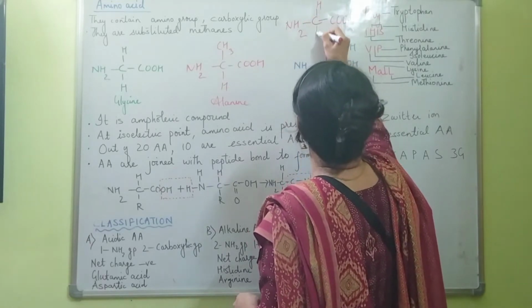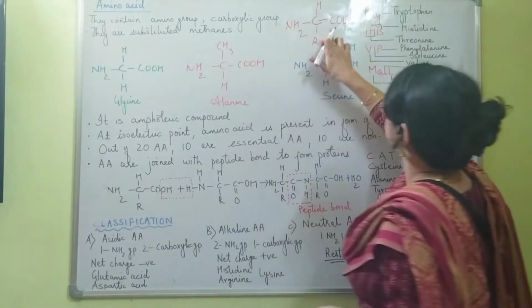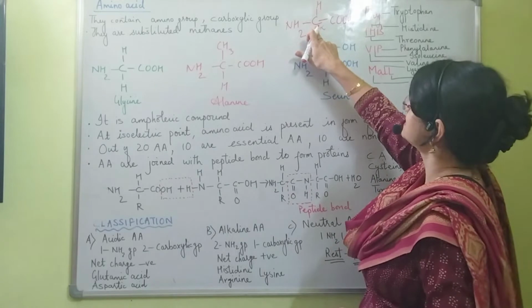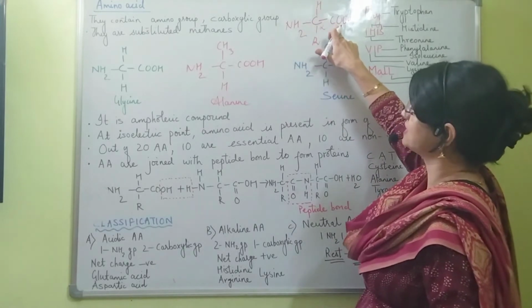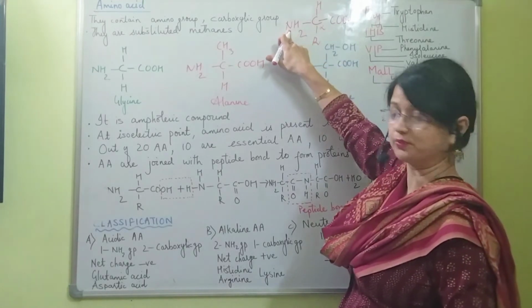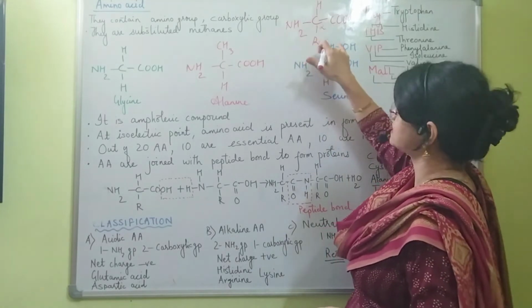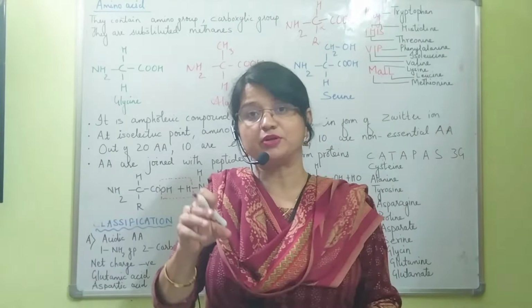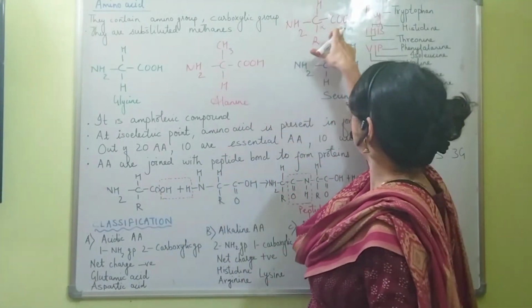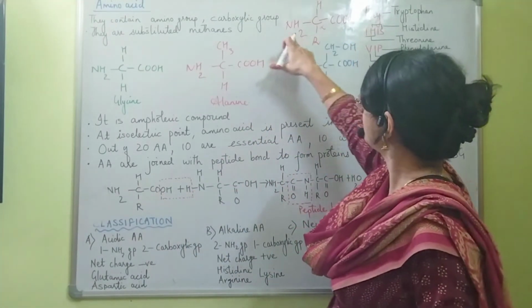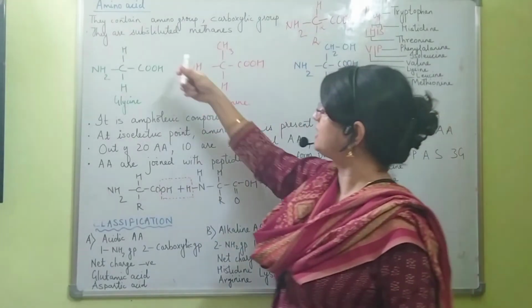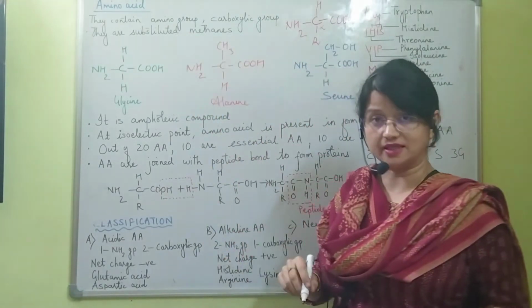Now here we can see that this is our alpha carbon atom. To this are attached the carboxylic group and the amino group. So this amino acid will be known as an alpha amino acid. So in an amino acid we can see there is a carboxylic group and an amino group. Clear? Now we can say that they are substituted methane.